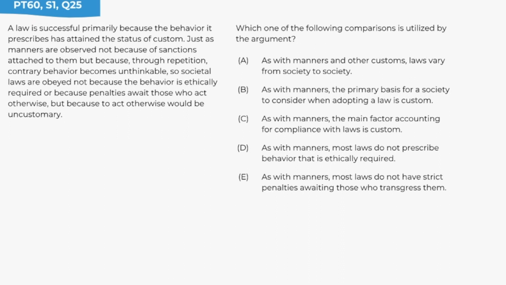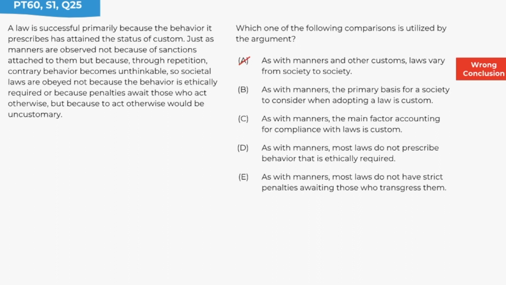All right, so the difference between A compared to B through E is that A is talking about manners and other customs. Are we talking about other customs here in this argument? They do talk about customs, but they're talking about manners attaining the status of customs. So this is a little different. As with manners and other customs, laws vary from society to society. Well, maybe I don't have to worry about the customs part so much. I know it's wrong, but laws vary from society to society. That's not what we're talking about. We're talking about why people obey societal laws, not that they're different from one place to another.